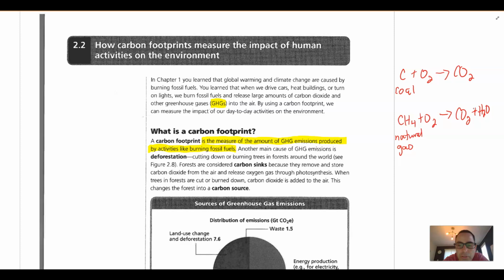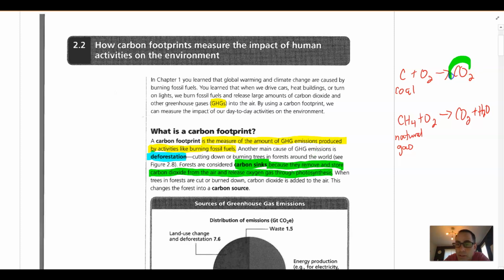Another main cause of greenhouse gas emissions is deforestation. Ooh, this looks important. Cutting down or burning trees in forests around the world. Forests are considered carbon sinks because they remove and store carbon dioxide from the air and release oxygen gas through photosynthesis. And we've learned that already. So if we cut trees down, now the trees can't suck up that carbon dioxide.